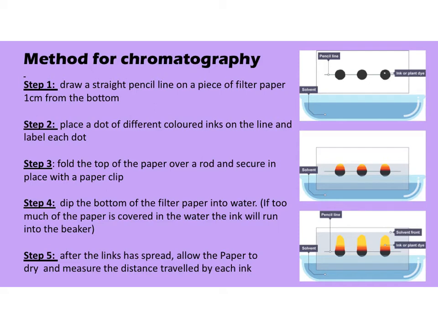Step 2, place a dot of different coloured inks on the line and label each dot. So the labels we use would be A, B and C for each dot. Step 3, fold the top of the paper over a rod or a wooden splint and secure in place with a paper clip. Step 4, dip the bottom of the filter paper into water. If too much of the paper is covered in the water, the ink will run into the beaker. Step 5, after the inks have spread, allow the paper to dry and measure the distance travelled by each ink.